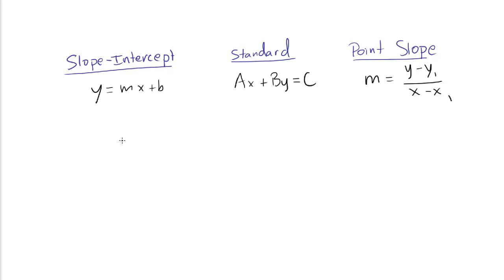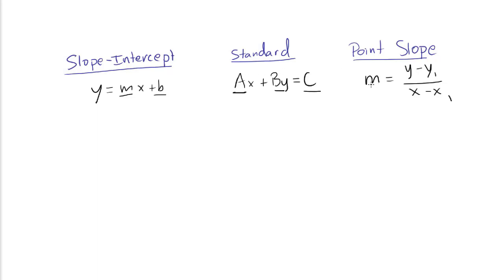But students should be aware of the standard form linear equation ax plus by equals c, where in this case a, b, and c are the constants, kind of like m and b are the constants in the slope-intercept form. They represent numerical coefficients and or constants.